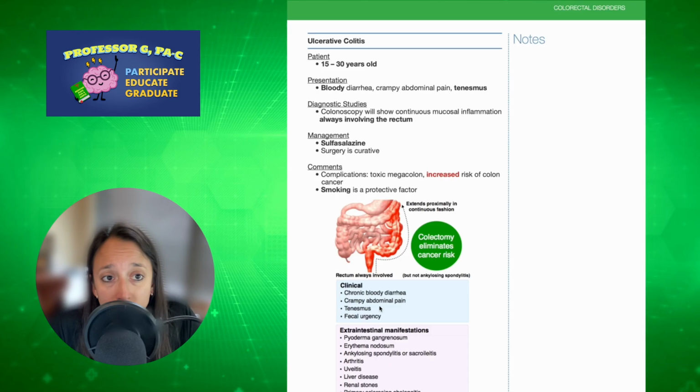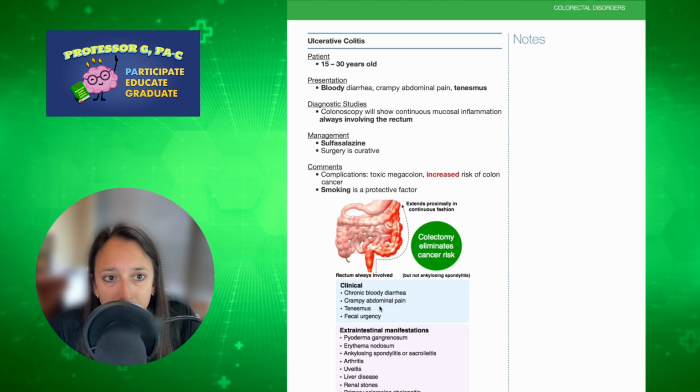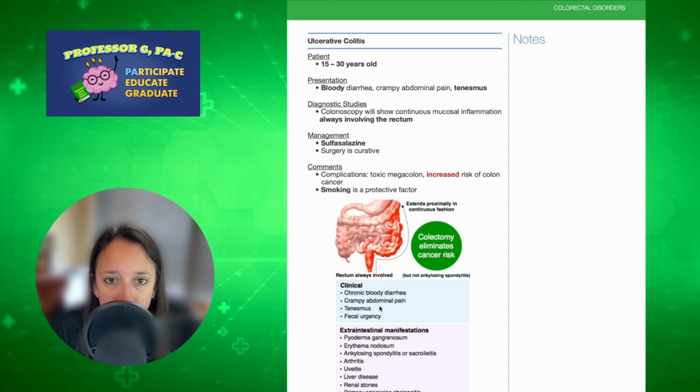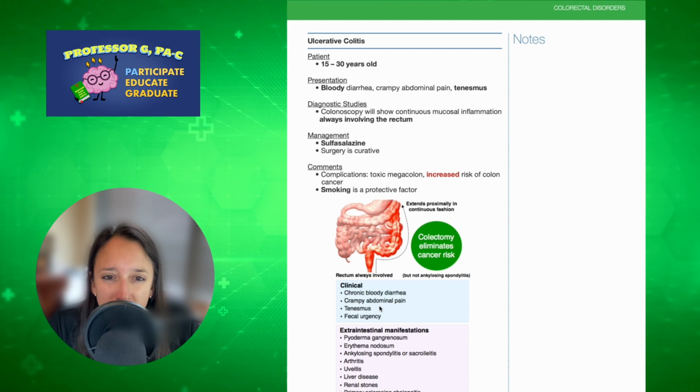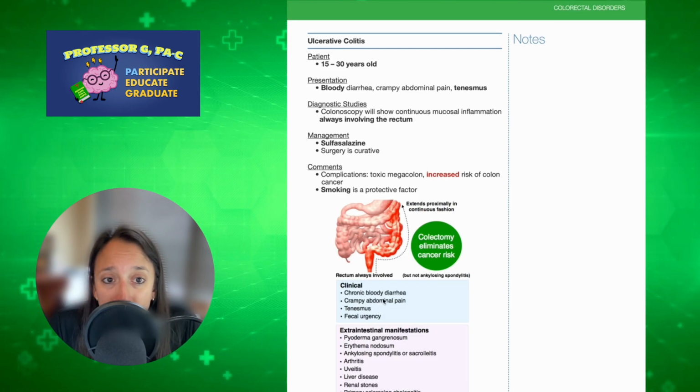The typical patient is going to be a young person, so 15 to 30 years old at presentation, and they're going to present with this chronic bloody diarrhea along with crampy abdominal pain, and they get a lot of tenesmus, which is like when you have the sensation in the rectal area that you have to have a bowel movement, but nothing comes out. It's kind of like rectal dry heaving. And the diagnostic study of choice is going to be a colonoscopy.